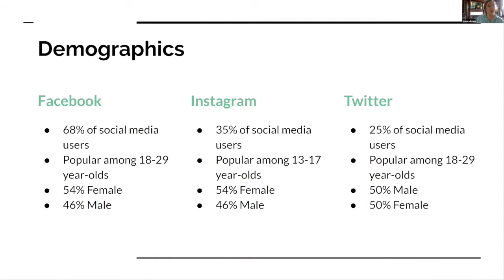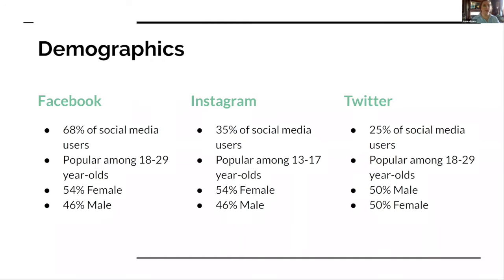54% of Facebook users are female, 46% are male. But in general, Facebook's a great way to reach people of all ages, different interests. And because of Facebook's capabilities with geo-targeting, you're able to reach people in your local area, which is really important for farmers markets. About a little over a third of all social media users are on Instagram.